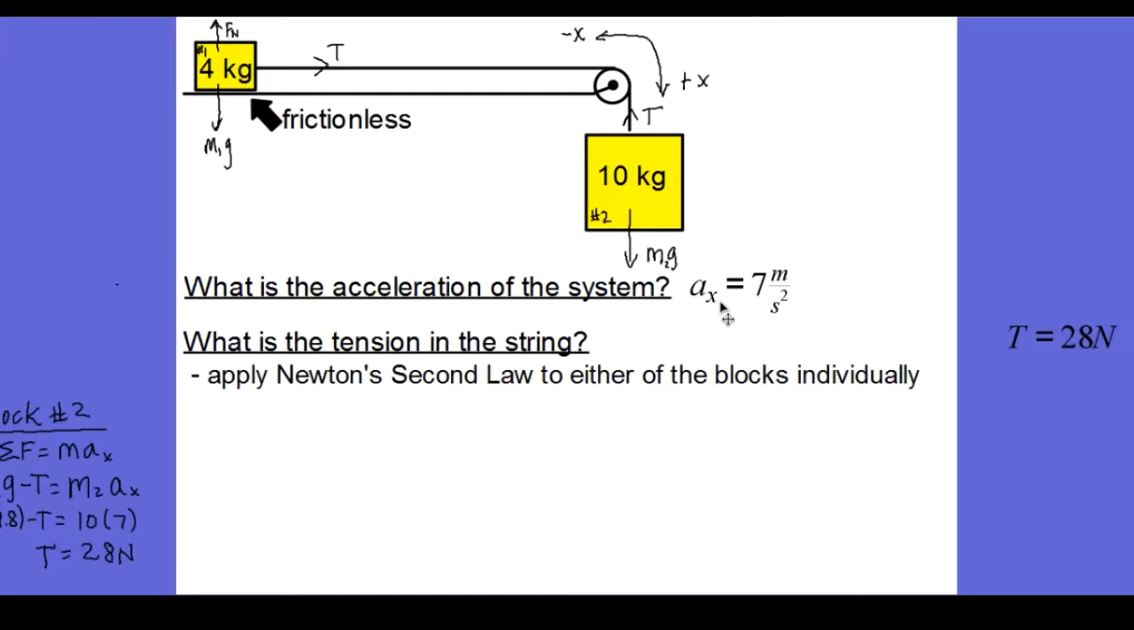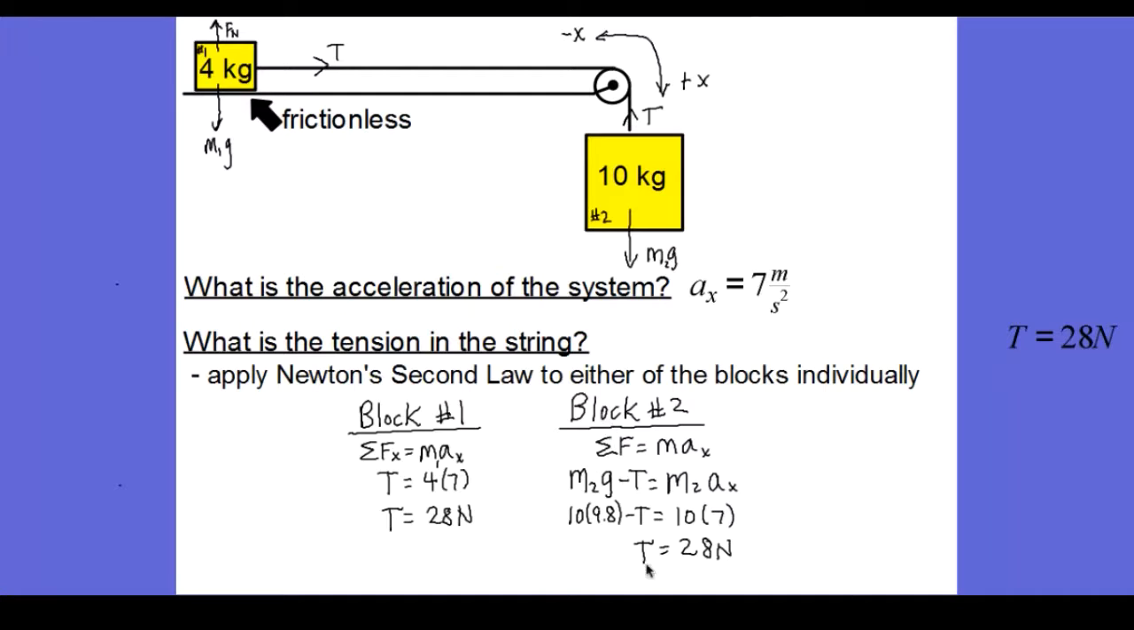Okay, now that we know that the acceleration is 7 meters per second squared, let's find out what the tension in the string is. To do that, we have to apply Newton's second law to either of the blocks individually so that tension is an external force. And I show here the solution for solving it using either block. If I use the first block, the tension is the force that accelerates 4 kilograms at 7 meters per second squared, and that tells me the tension is 28 newtons.